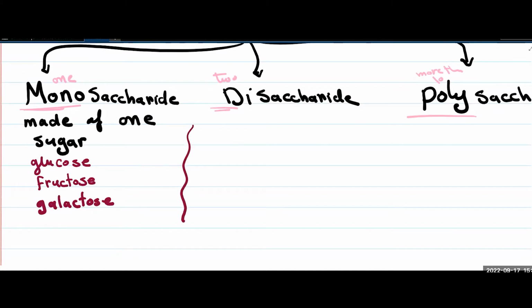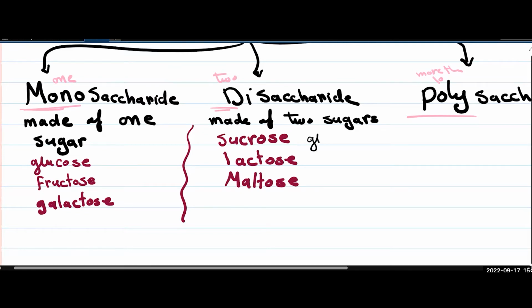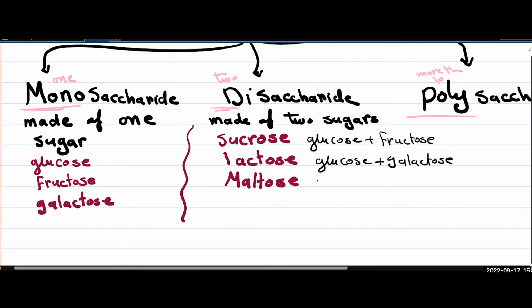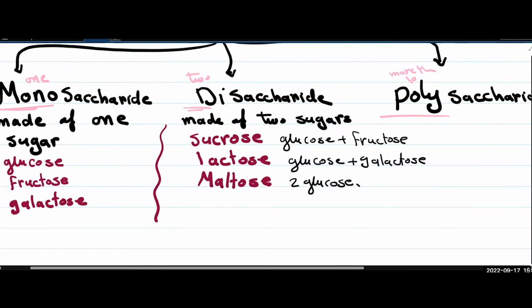Disaccharide, like sucrose, is made up of 2 sugars. Sucrose, and I think you're familiar with lactose and maltose, okay? Sucrose is made of glucose plus fructose. Lactose is made up of glucose plus galactose. Maltose is made up of 2 glucose molecules. We will handle each one in detail.